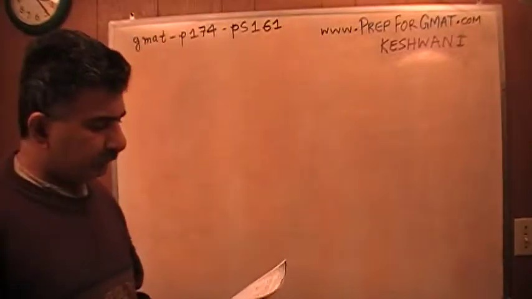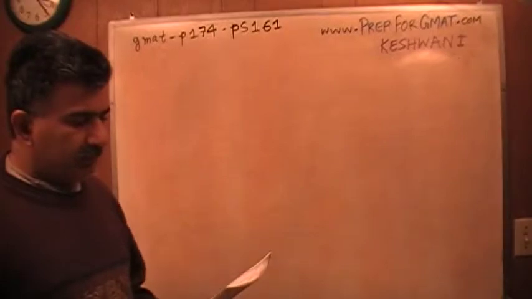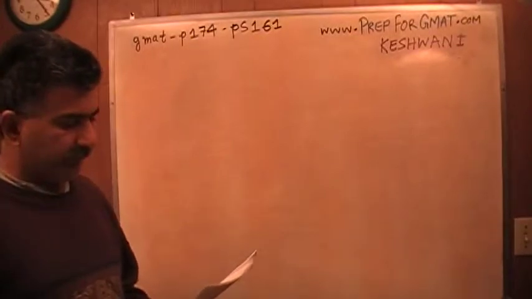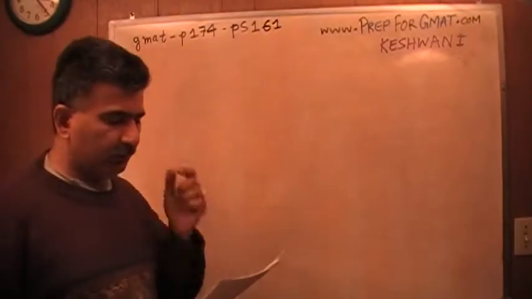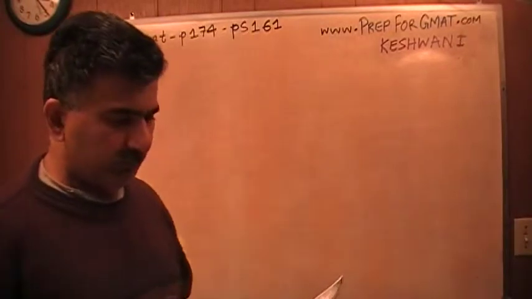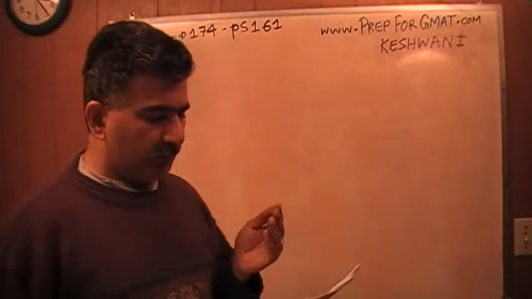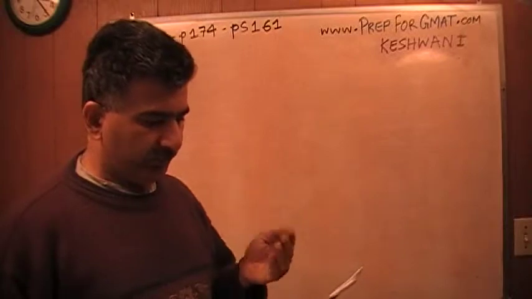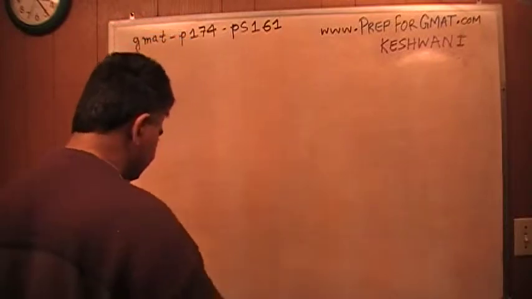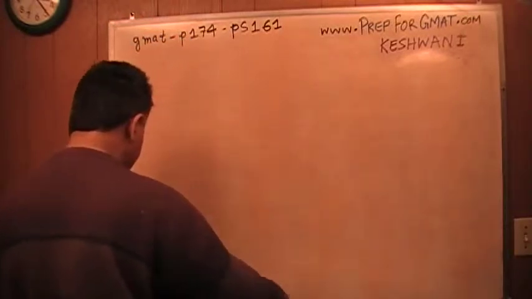It says the positive integer n is divisible by 25. And then we are told that the square root of n is more than 25. The question simply is, what could be the value of n divided by 25? Well, let's take a look.